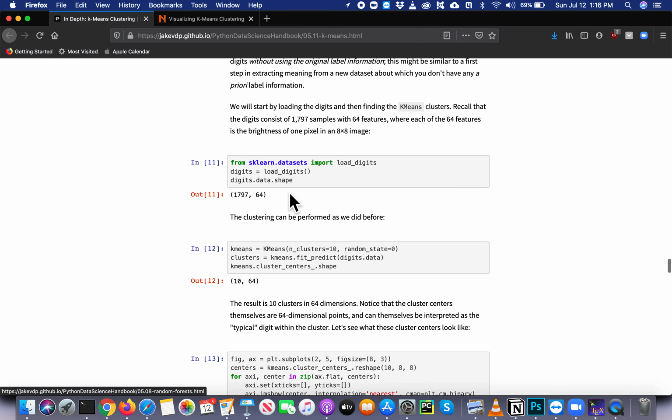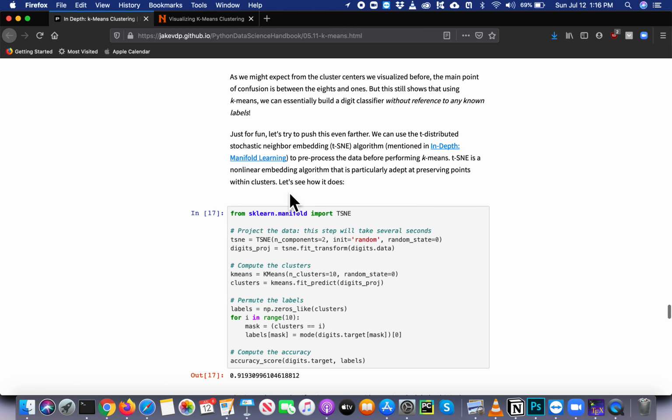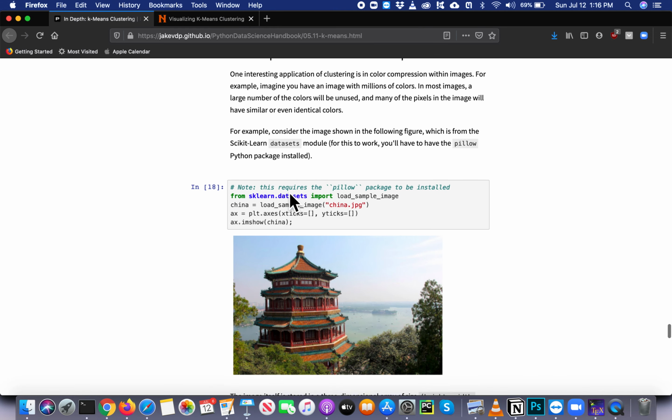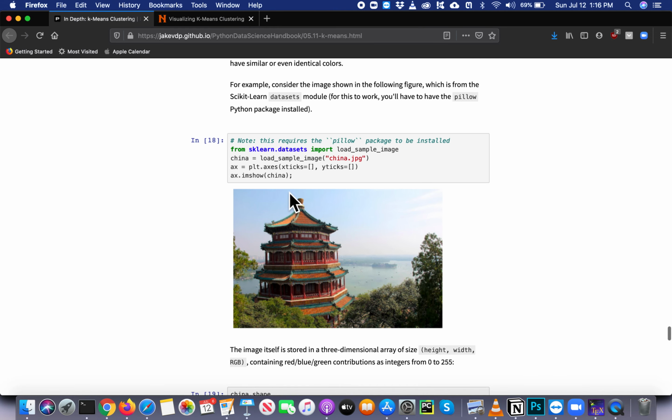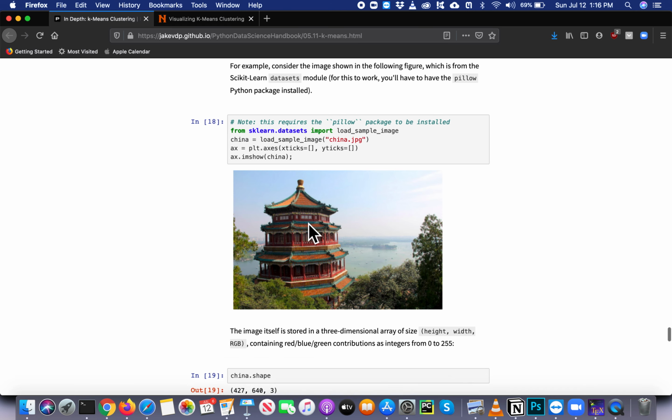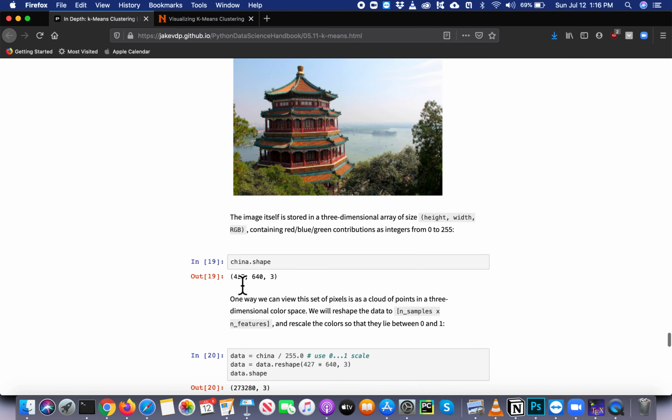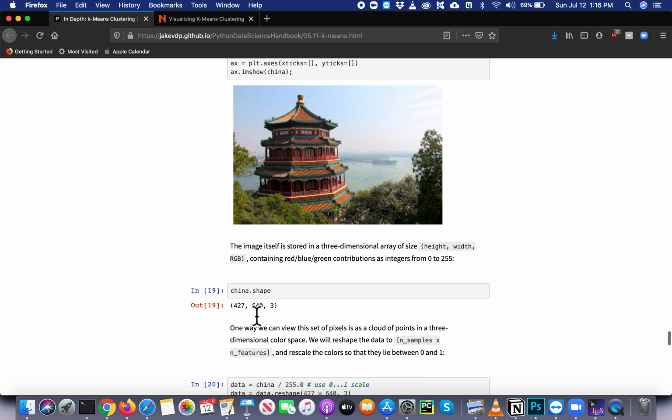The first example shows k-means on digits, which you can go through. The second example is what is really interesting. I wanted to show that first. So let's say this is an image. Now, this is of size what? This is 427 height, 640 width, and 3 color channels, RGB.